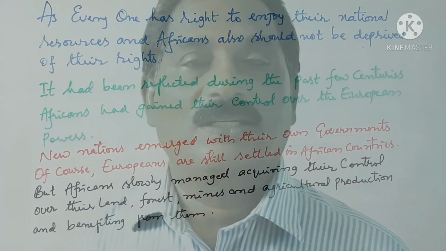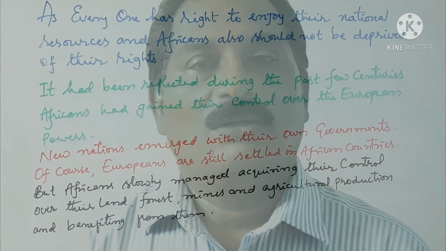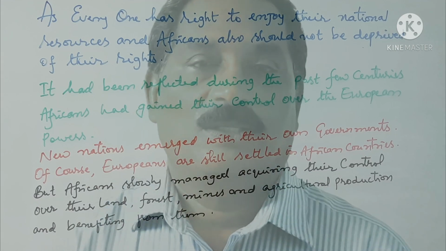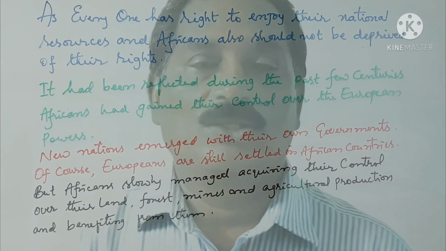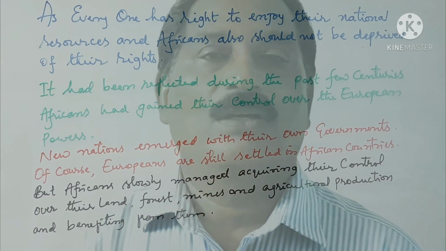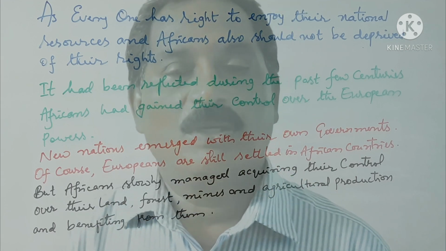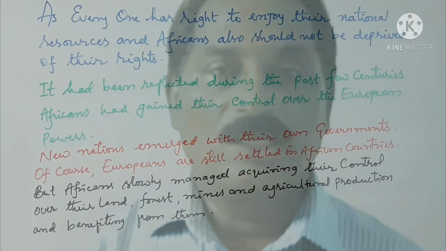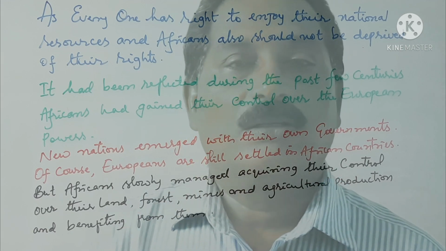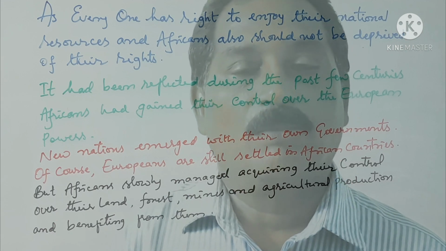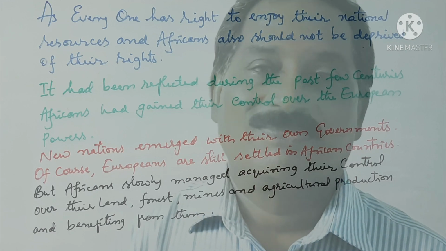As everyone has the right to enjoy their national resources, why should Africans be deprived of their rights? This has been reflected over the past few centuries, as Africa has gained control over the European powers. Though Europeans are still settled in African countries, African people are acquiring control over their land, mines, forests, and agricultural production, and benefiting from them.